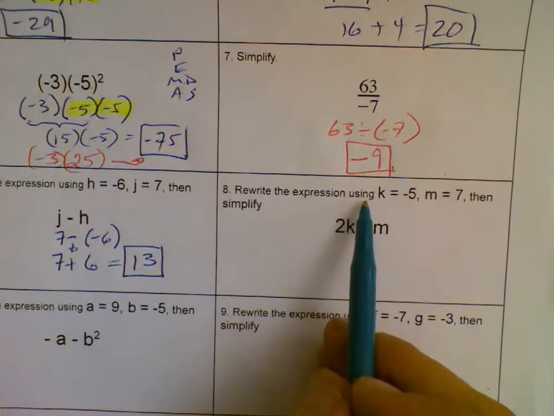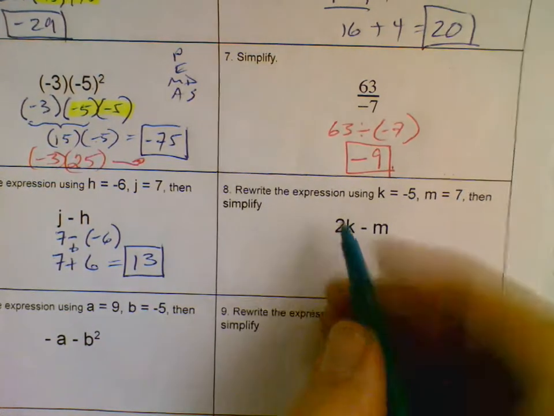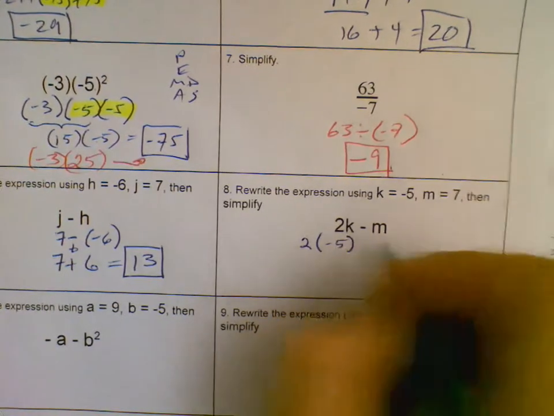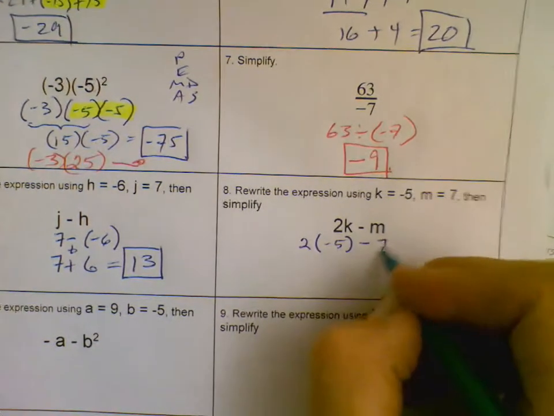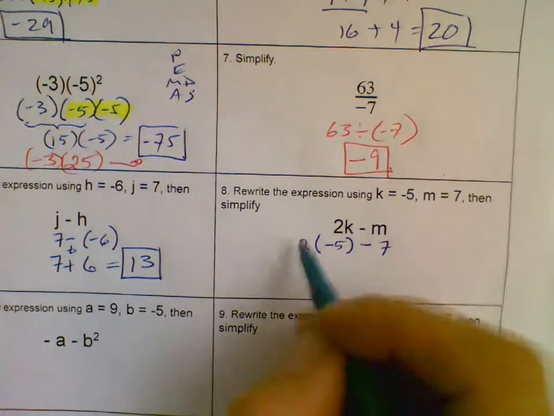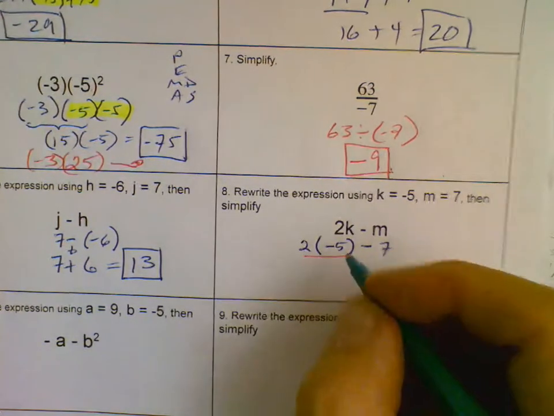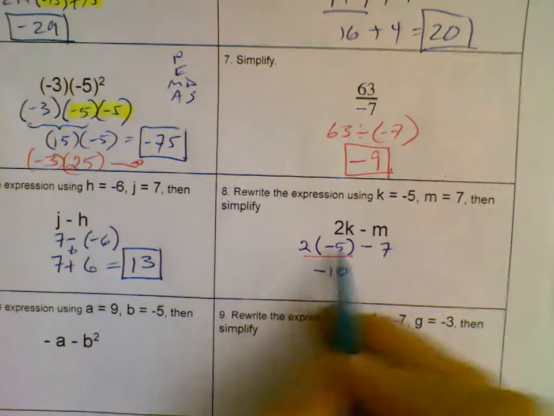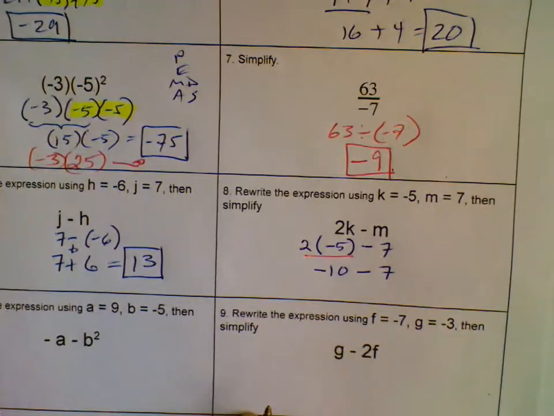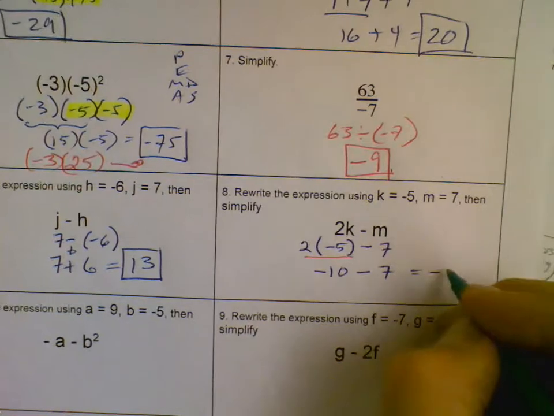Same thing here, I'm going to have to rewrite the expression. So let me plug in first. Remember when I have a number next to a variable, that means multiply. So I have 2 times k is negative 5 minus m is 7. So there's no exponents, but I have some multiplying, so I need to do this multiplying first. 2 times negative 5 is negative 10, right? Different signs. Answer is negative. So I have negative 10 minus 7.